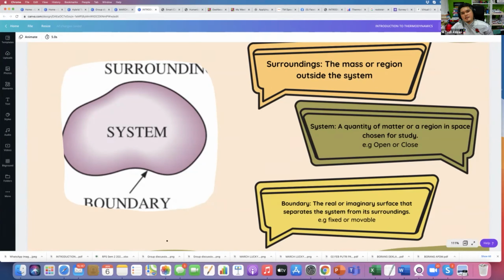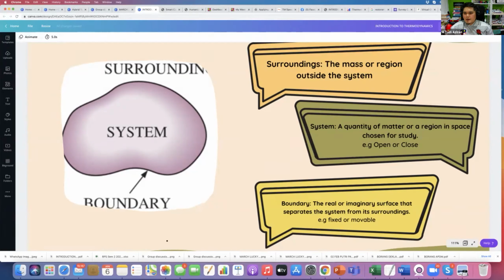So, for example, if you switch on the stove, there is some heat coming out from the stove, right? The flame that is coming out from the stove, we call it a system, because we want to study that system. Whatever is not the flame, which is surrounding it, we call it the surrounding.